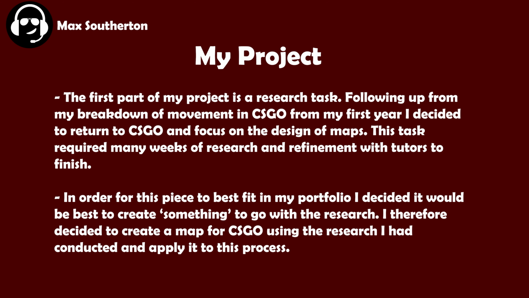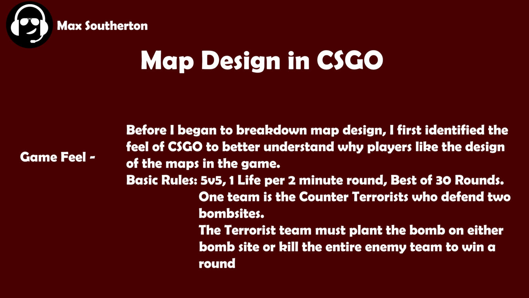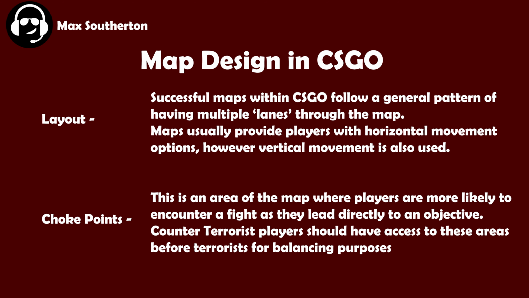aspects discussed. CSGO is a 5v5 first-person shooter game. In a best of 30 round match, teams play as terrorists or counter-terrorists and switch sides after 15 rounds. Counter-terrorists must defend 2 bomb sites while terrorists must plant a bomb onto either one of the 2. Players have 1 life per round and earn money to buy guns based on their performance.